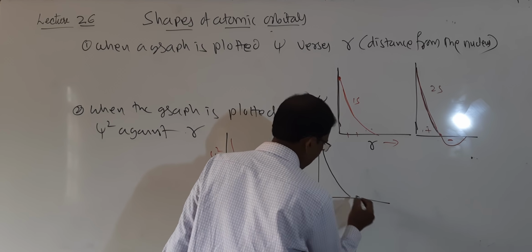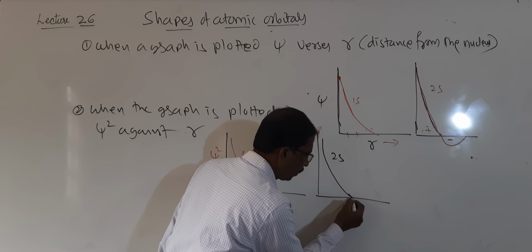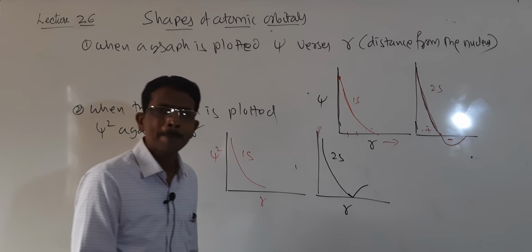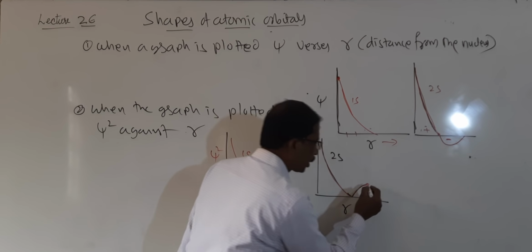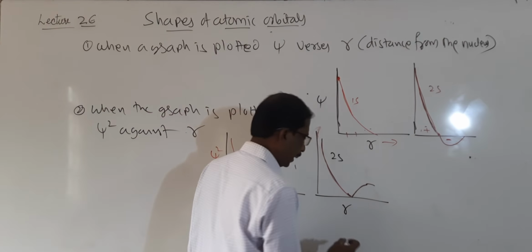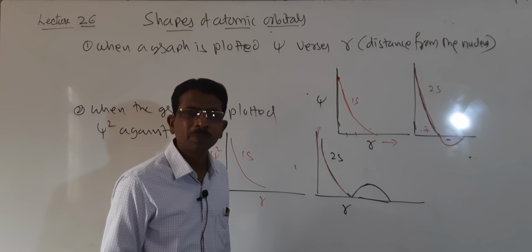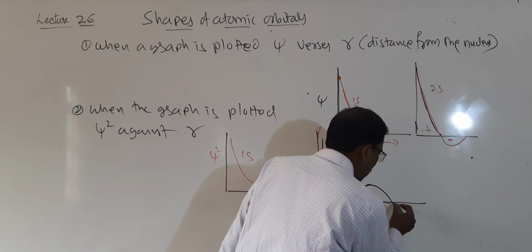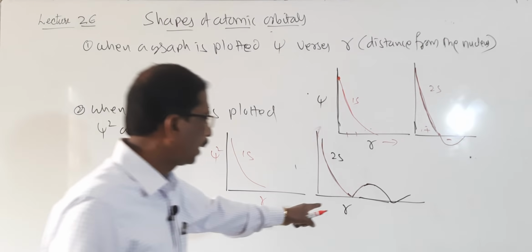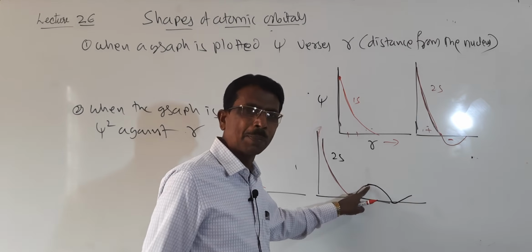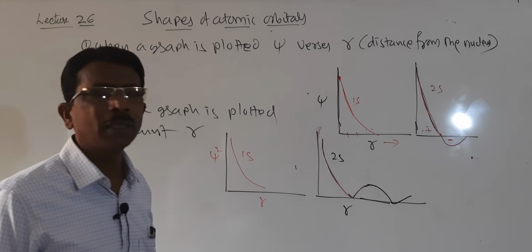And for the 2s orbital, look here students, it reaches 0, and again it increases, reaches a maximum, and again it decreases and ends at 0. So this is for the 2s orbital.